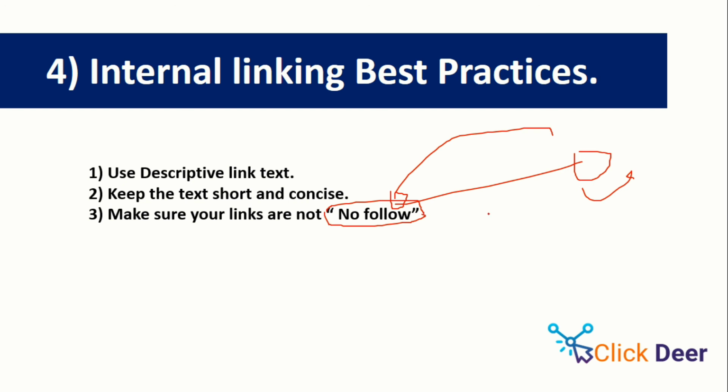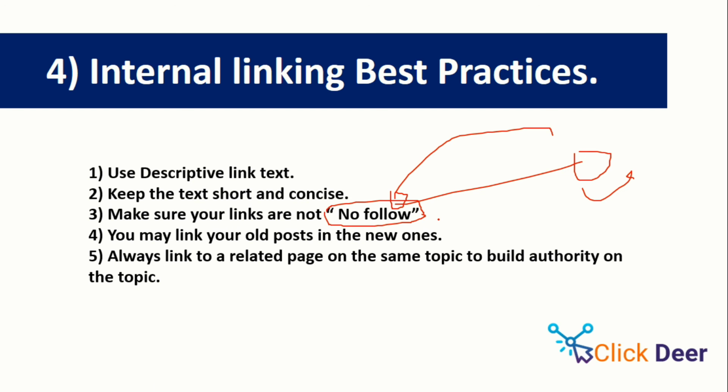So the fourth one is you may link your old blog posts in the new ones, just to help them get recrawled, and Google may match your old post with new and updated search queries. The fifth one is always link to a related page on the same topic to build authority on the topic. Again, this is the same thing that we have discussed almost 3 times in this tutorial. You should internally link all the related pages with each other, simply to create context and to build authority.